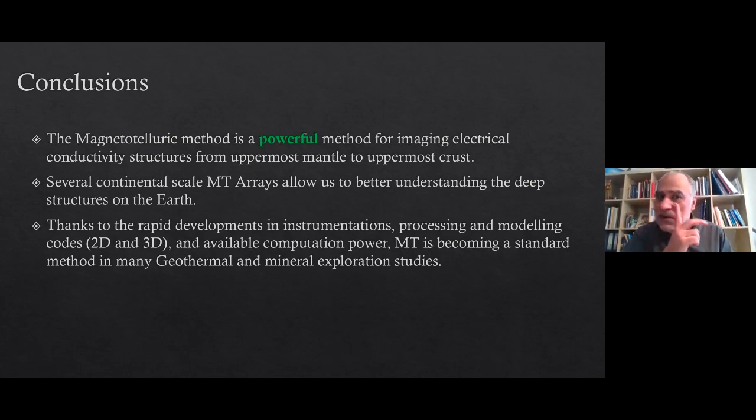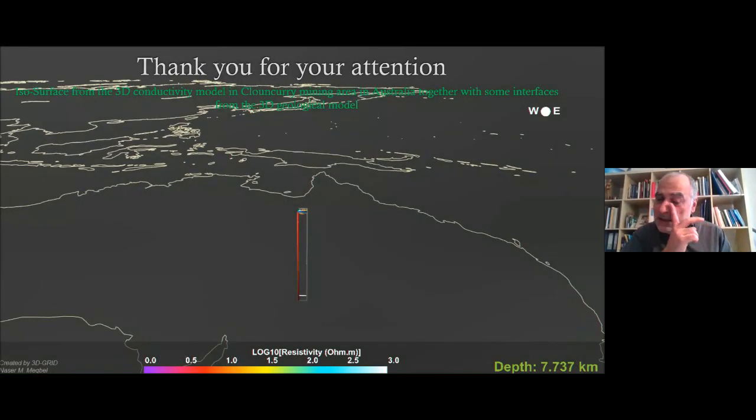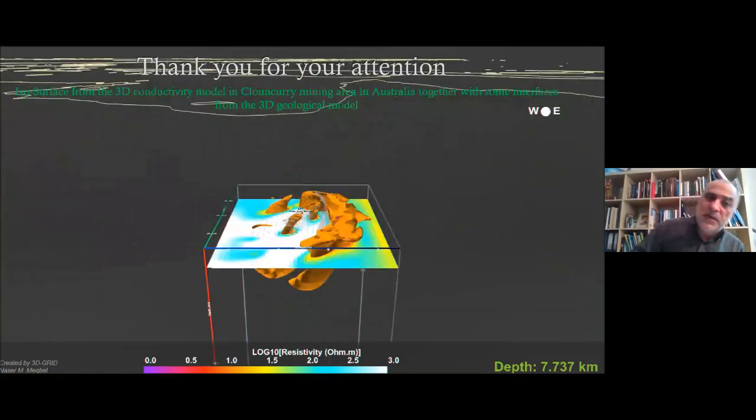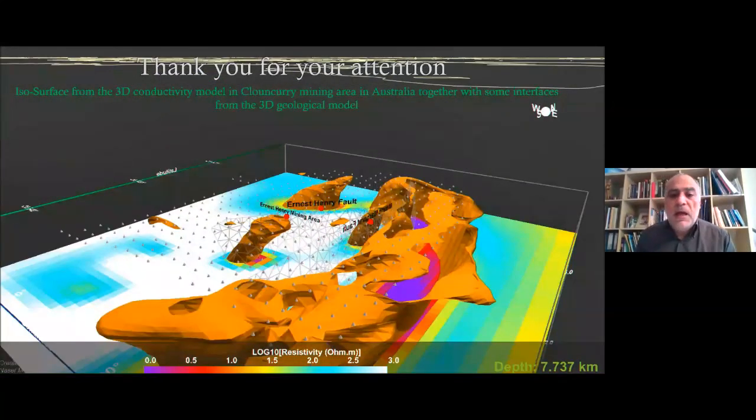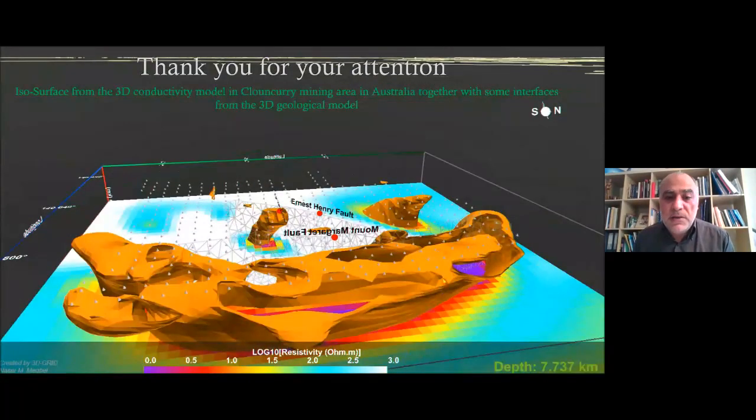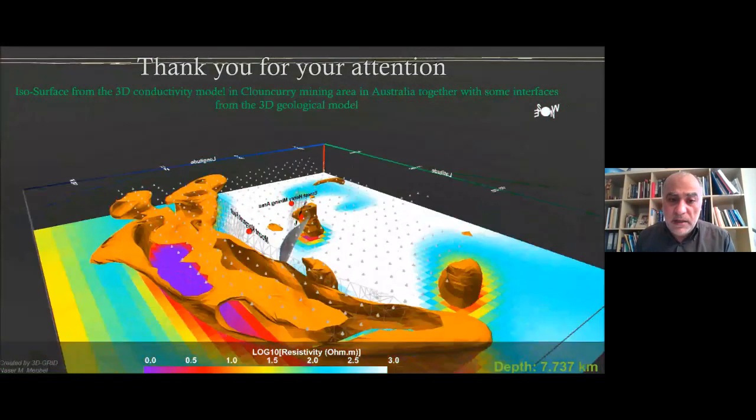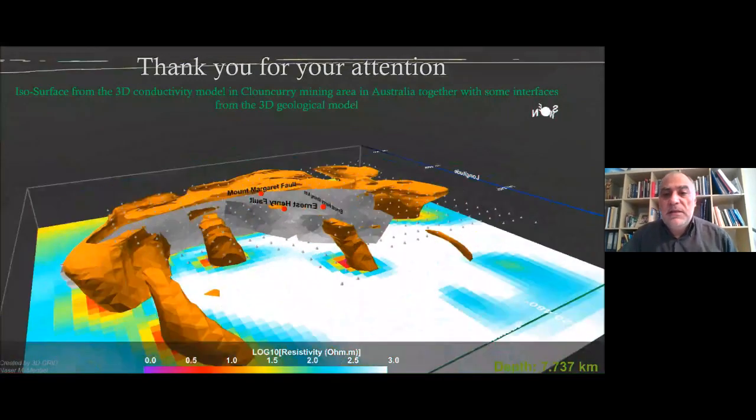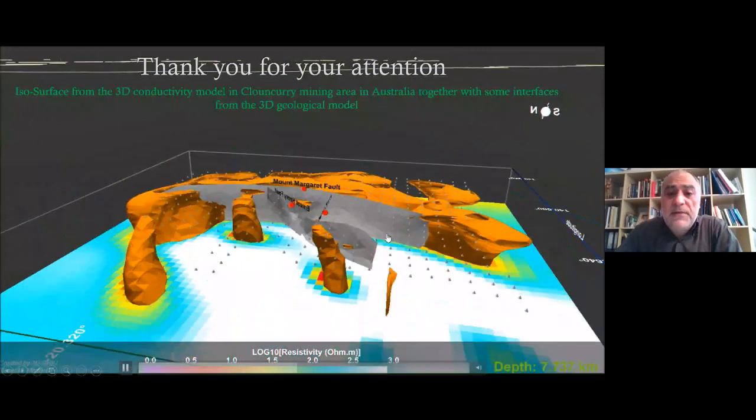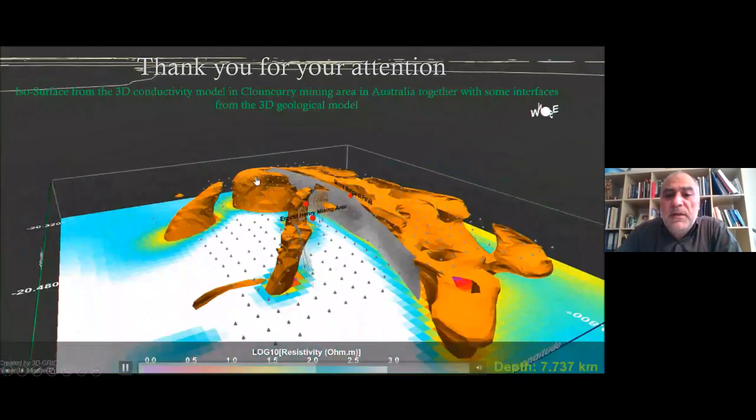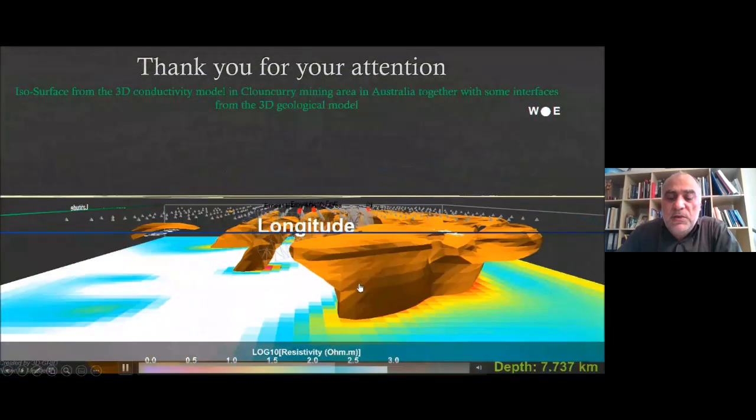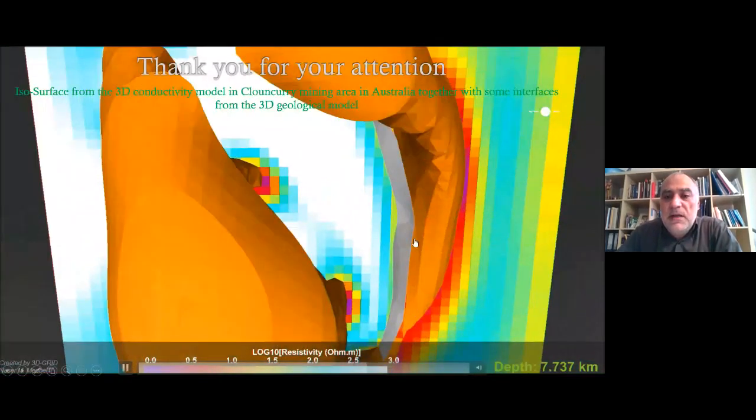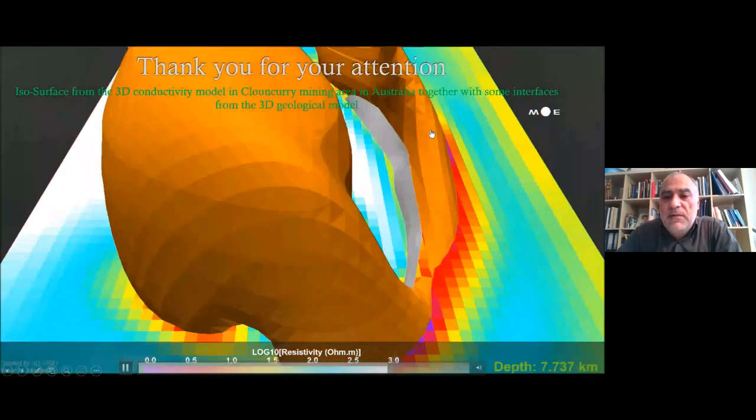Last but not least, I will leave you with a 3D movie from the Cloncurry mineral area. Here I'm showing just an isosurface of the conductive anomalies, together with the gray surface obtained from the 3D geological model. I just want to show you how nice the correlation is between the interfaces from the geology and the conductive anomaly.